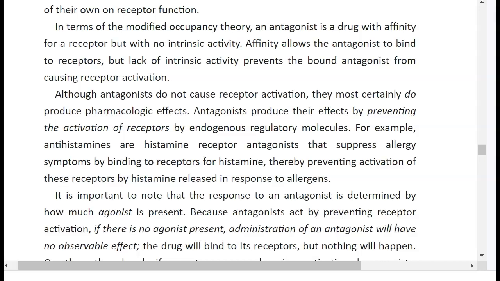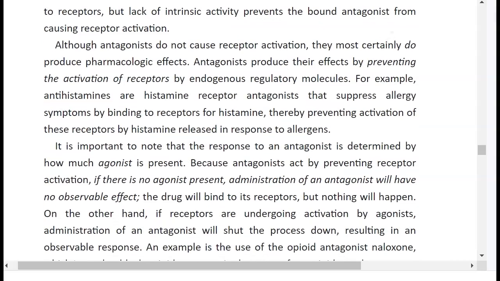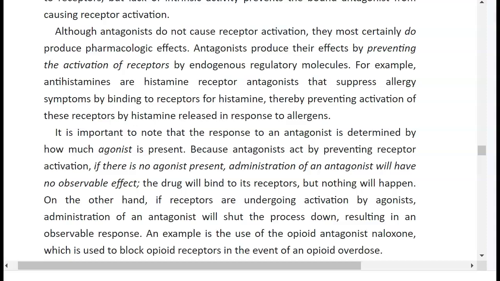It's important to note that the response to an antagonist is determined by how much agonist is present. Because antagonists prevent activation, if there's no agonist present, administration of the antagonist will not work. You're not going to get any effect. So if you don't have seasonal allergies and you give an antihistamine, you're not going to have a noticeable change.